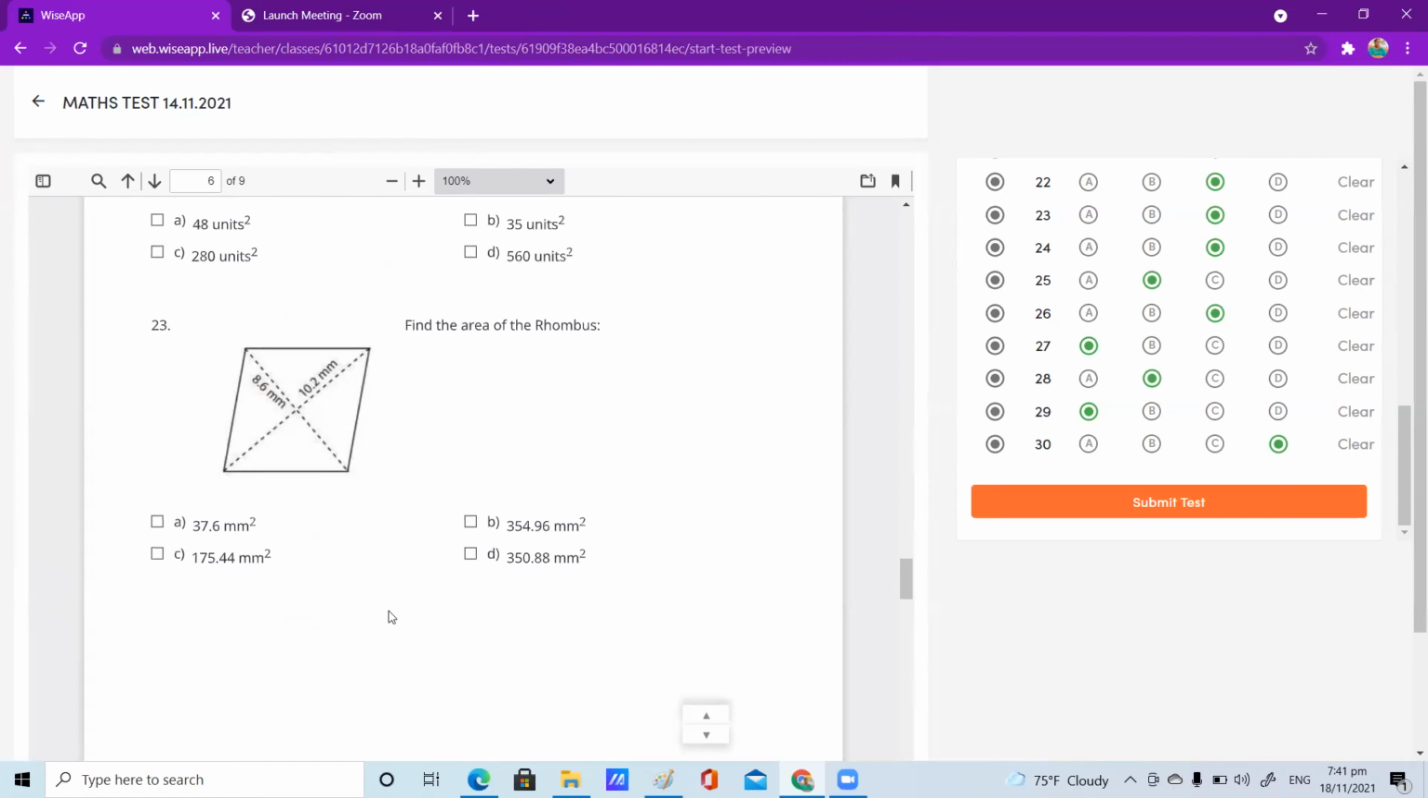Rhombus here also, 8.6 is given. 10.2 means 10 plus 10, 20.4. And 8.6 plus 8.6 is 17.2. 17.2 into 20.4 divided by 2, we can take it as a direct logic, ma'am. 20.4 into 17.2, the last digit will be 8, ma'am. So it's only option D.